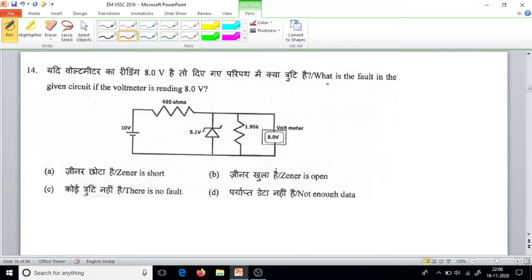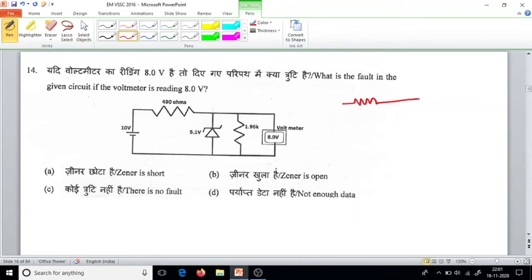Question number 14. What is the fault in the given circuit if the voltmeter reading is 8 volt? The options are: sensor is short, sensor is open, not enough data, there is no fault. Now, first we'll assume that the sensor is short. If the sensor is short, what happens?